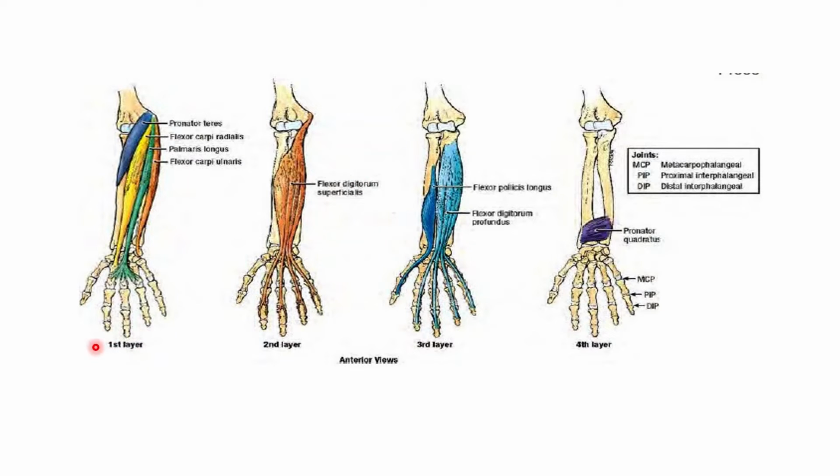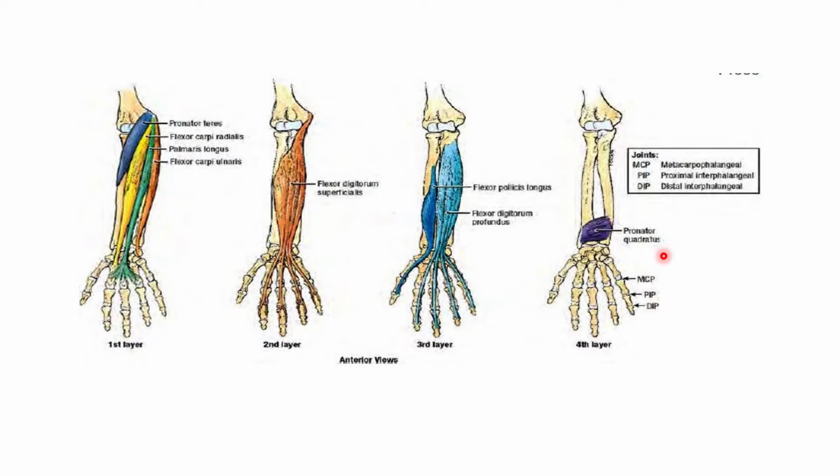The first layer of muscles are these four: pronator teres, flexor carpi radialis, the palmaris longus and the flexor carpi ulnaris. Deep to this plane of muscles lies the flexor digitorum superficialis, which makes up the second layer. Deep to this comes the two deep muscles, the flexor pollicis longus on the lateral side and the flexor digitorum profundus on the medial side. The deepest of all is the pronator quadratus.